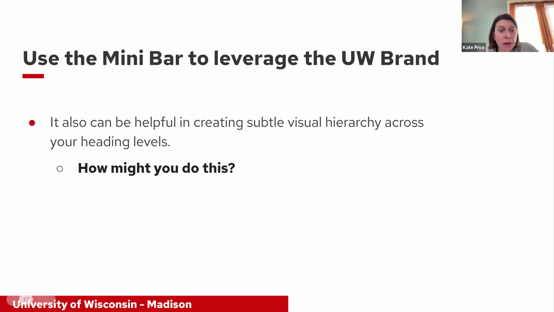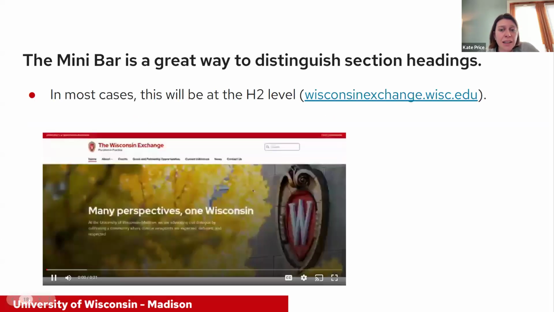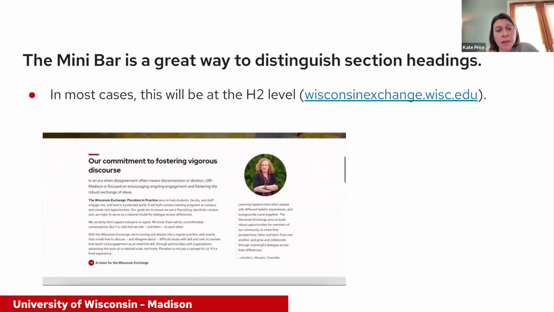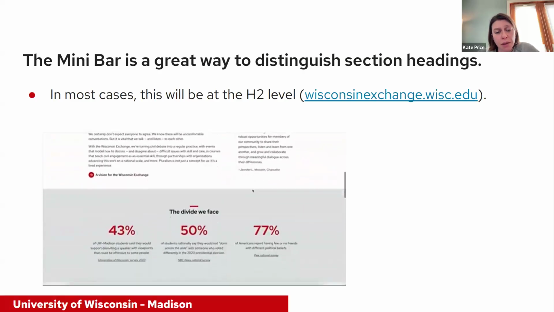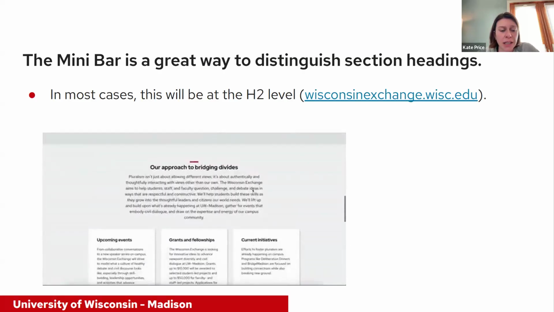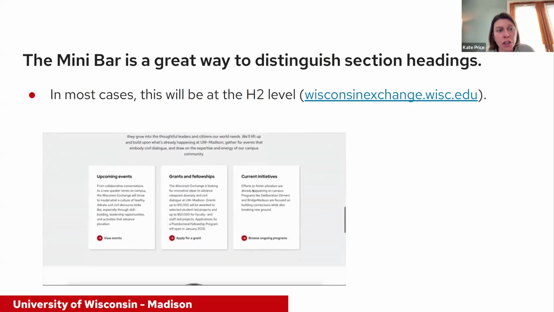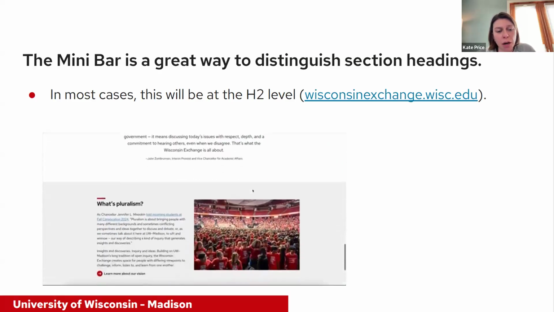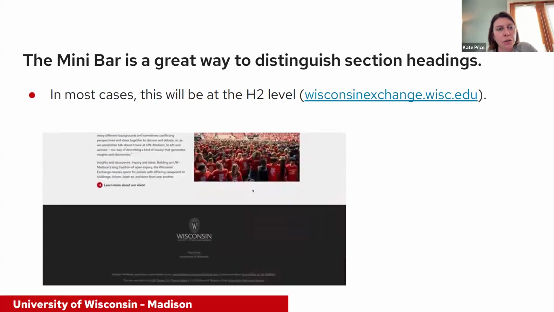So again, you can use the minibar to leverage the UW brand. It also can be helpful in creating subtle visual hierarchy across your heading levels. So how might you do this? It's a great way to distinguish heading sections. And in most cases, this will be at the H2 level. And this example video screenshot is from the Wisconsin Exchange website. You can see clear section headings, and the minibar works nicely to call those out.